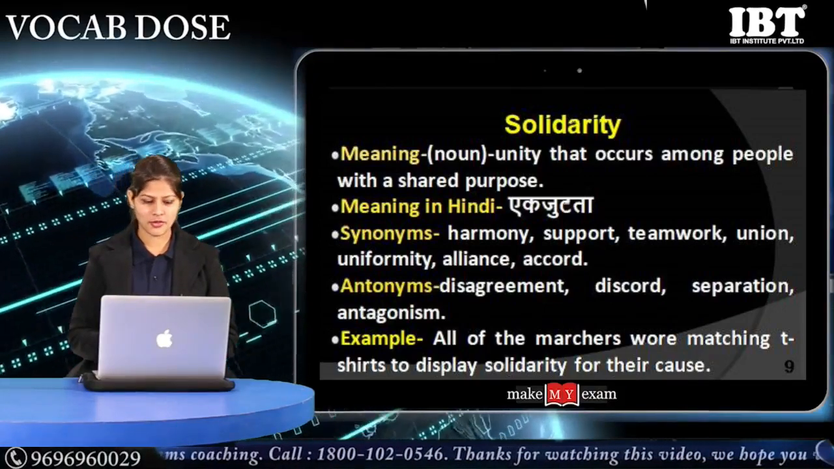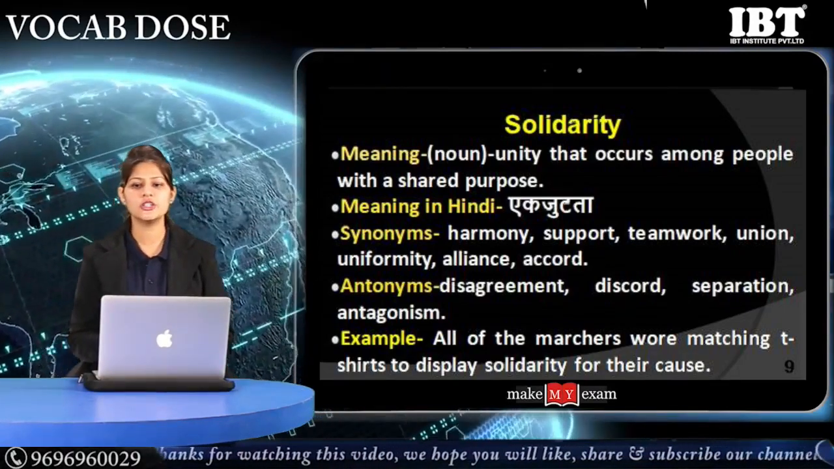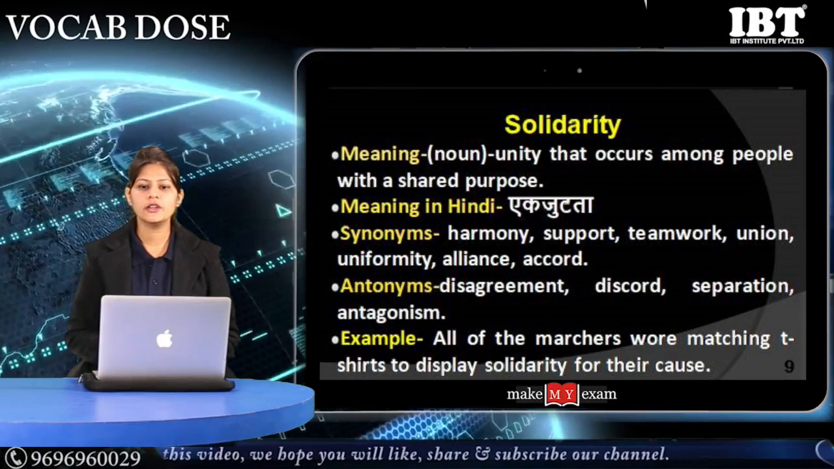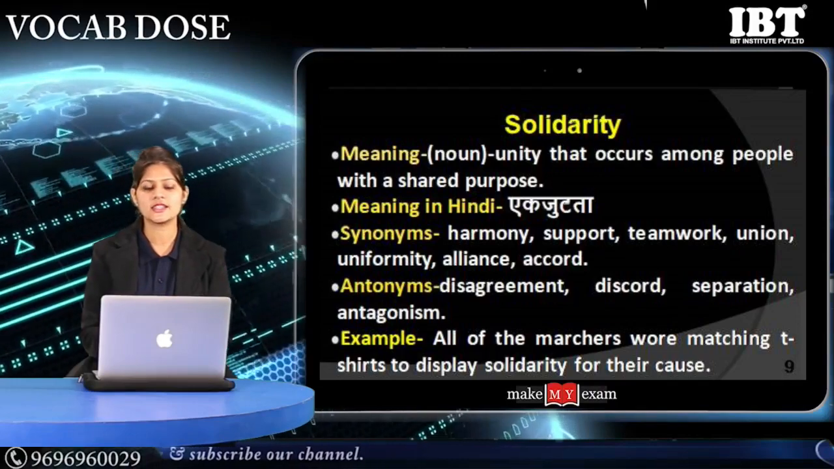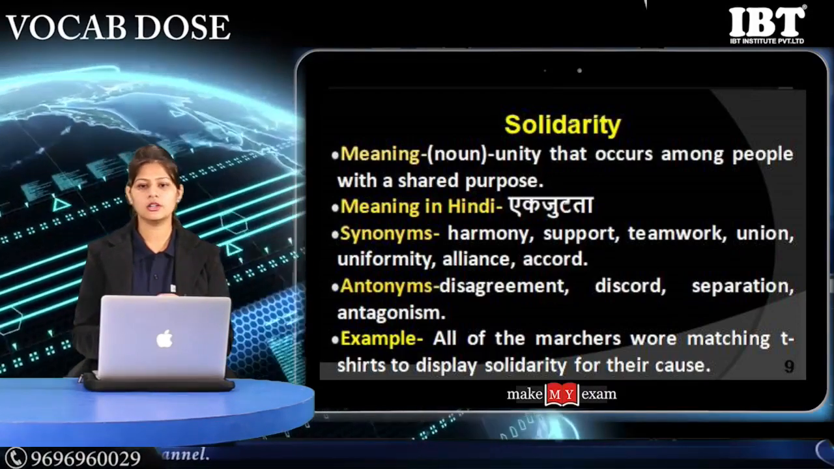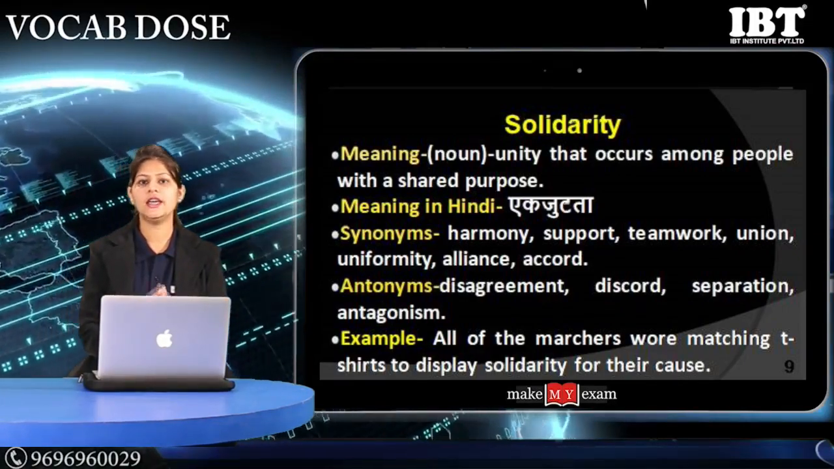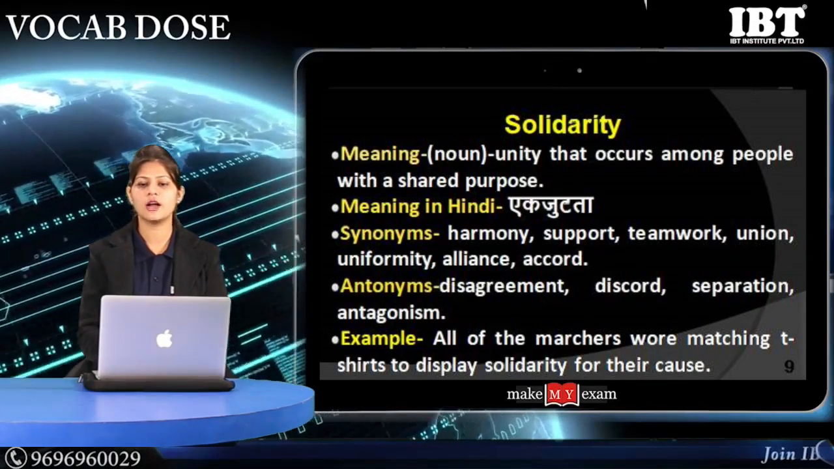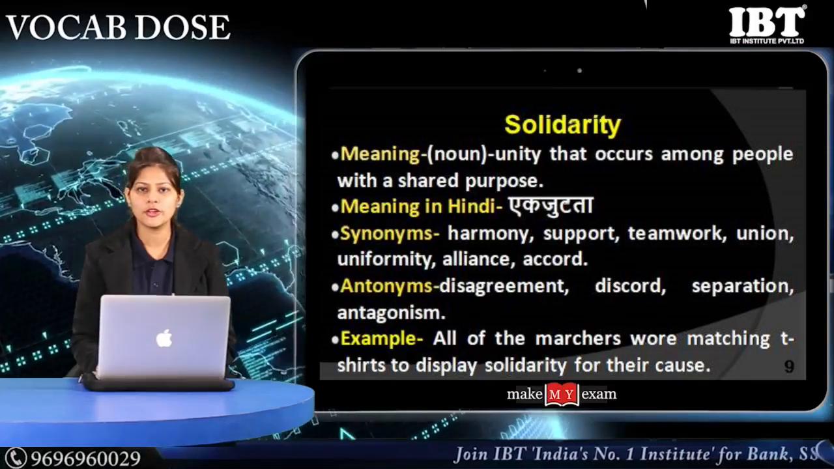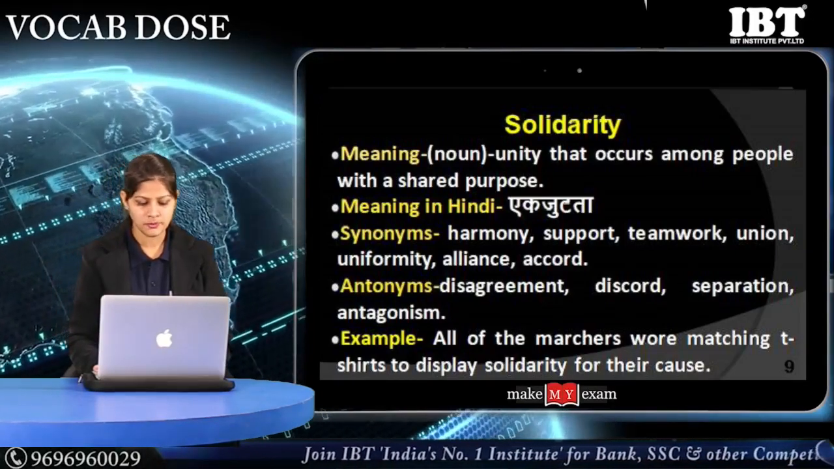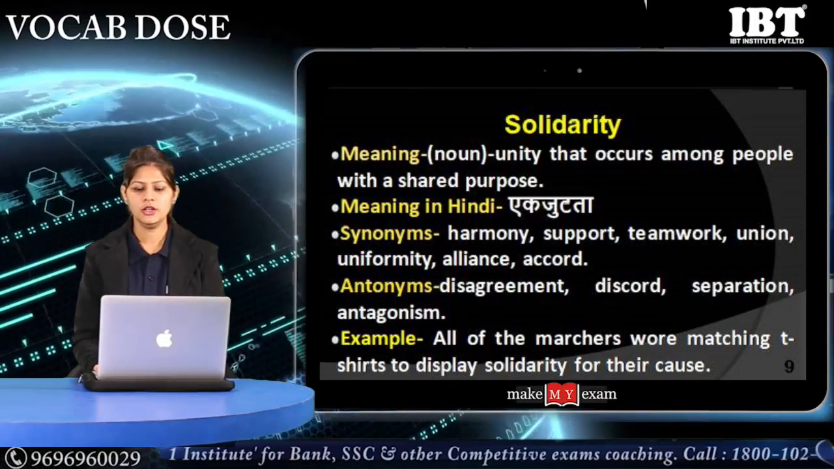Malik ji is telling us, it's about cooperation. That's perfect, Malik. So this word is basically a noun in nature and its meaning is unity that occurs among the people with a shared purpose. So where they are together with a common purpose, their presence exists there. And where those people stay in unity, consistently for one purpose, one target, when they work out, whether we talk about a team or the employees of a company, in those situations we can perfectly use this word, that is solidarity. Strongness is also a perfect one, so let's check out its meaning in Hindi as well.